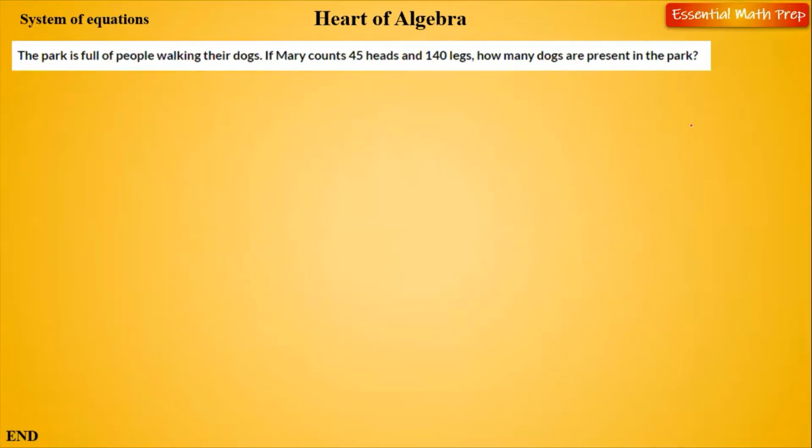The park is full of people walking their dogs. If Mary counts 45 heads and 140 legs, how many dogs are present in the park? Again, this is very similar to the sheep and chicken problem that we did earlier. Let's say the variables are people and dogs, because their inherent composition is different. People have 2 legs, dogs have 4 legs.